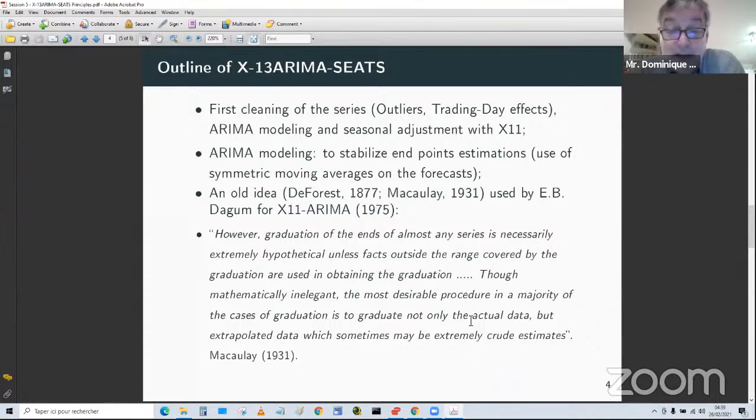And so for mathematically inelegant, of course, it's funny because nowadays we have a very elegant procedure to do that, which is ARIMA modeling. But remember that the ARIMA models were really created in '27, so just a few years before Macaulay's book, and they could be used only in the 70s with the appearance of a computer. Okay, but everything was there at this time.